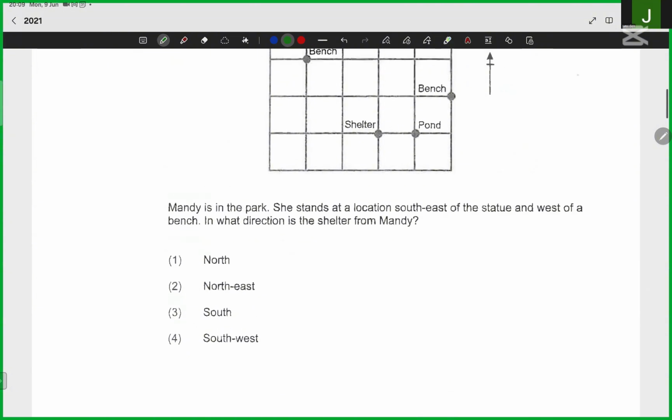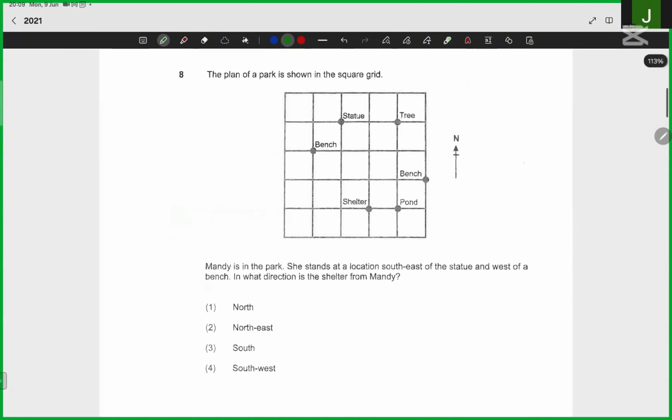Okay, this one, right? Primary 4 question. Plan of a park is shown. Mandy is in the park, stands at the location southeast of the statue. Naughty elephant spray water, right? Southeast is in this direction. So southeast of the statue is in this direction, like this. And west of a bench. Well, there are 2 benches though, right? West of the bench is in this direction. So that means it's either here or here. So the only answer can be this.